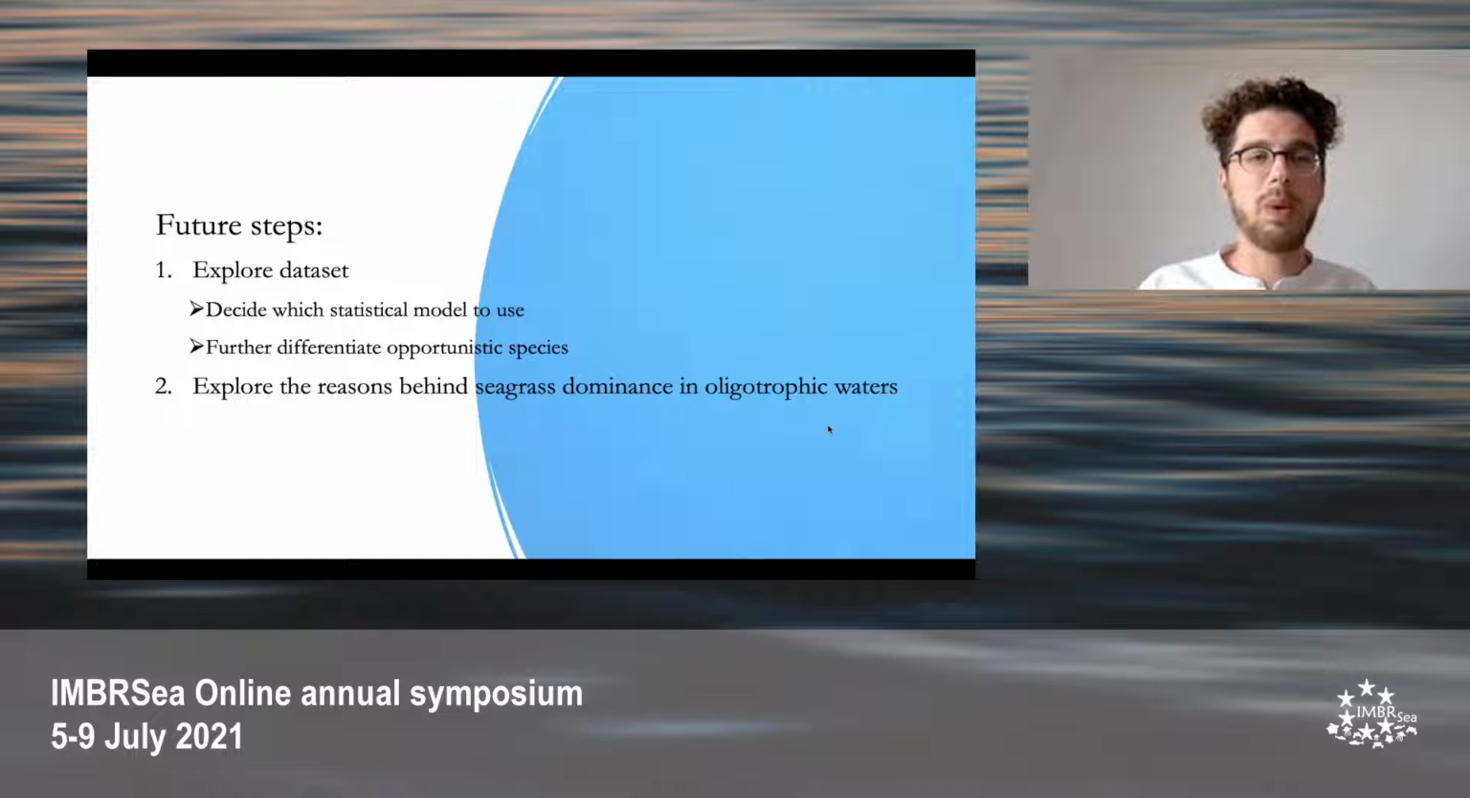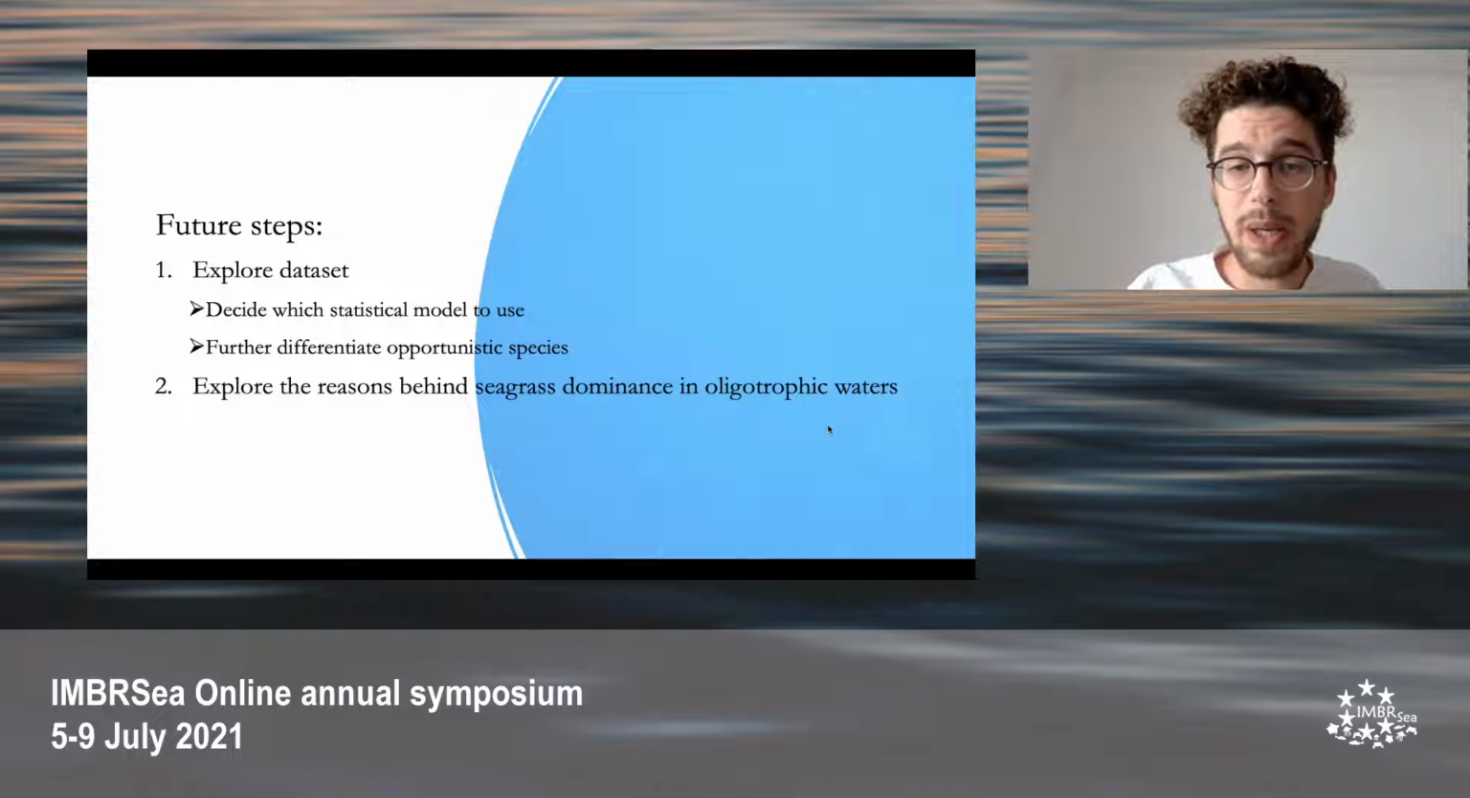So I will need to continue exploring the data set. We still have to decide which statistical model to use. And we further want to differentiate between these opportunistic and non-opportunistic species to see if that might change the picture. And finally, exploring the reasons behind why seagrasses dominate in oligotrophic waters.